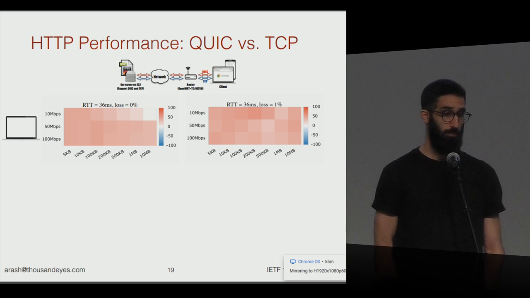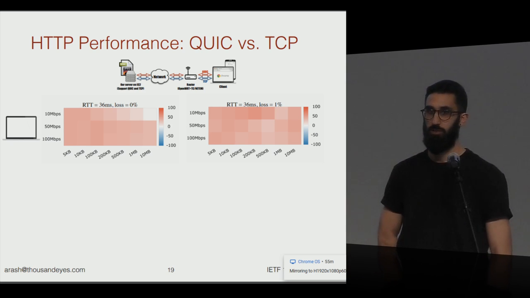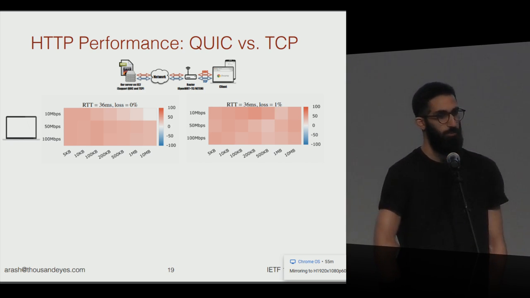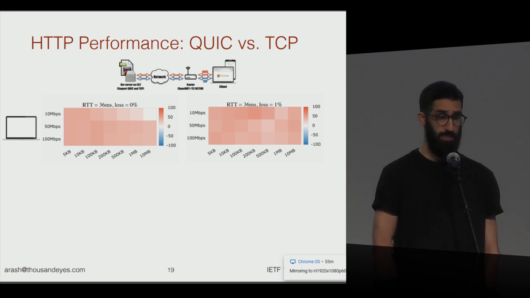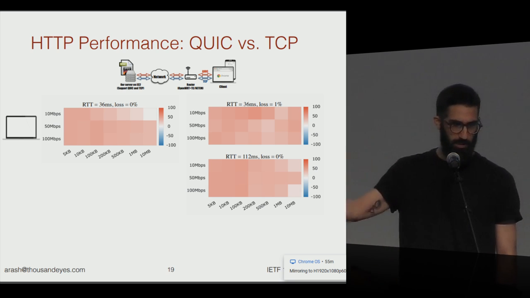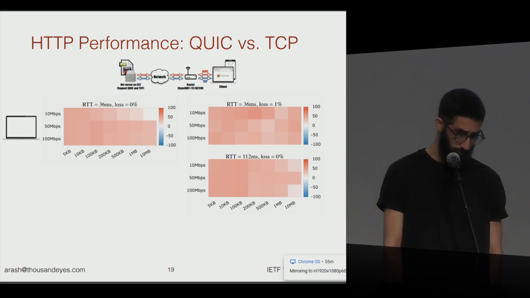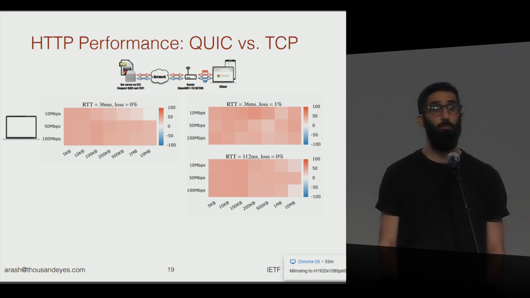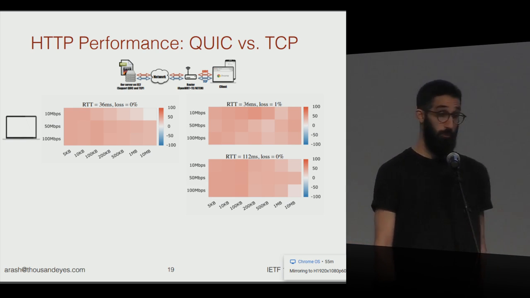We threw in some loss into the picture, and we saw Quick is still doing pretty much better than TCP in all cases. We increased the RTT time. We worked with different RTTs. In this example, RTT is 112 milliseconds. Again, Quick was doing way better than TCP, so far everything was great, and we were very excited.